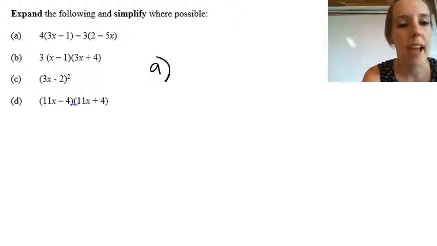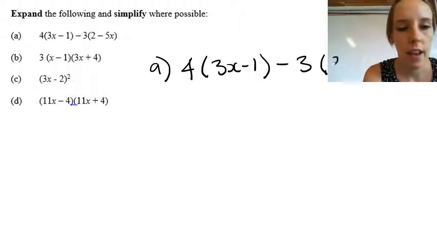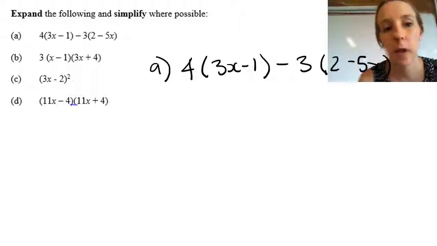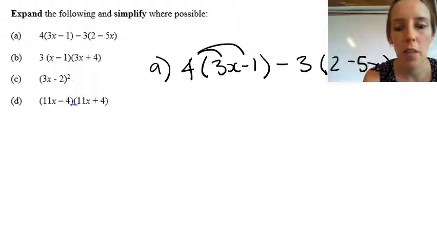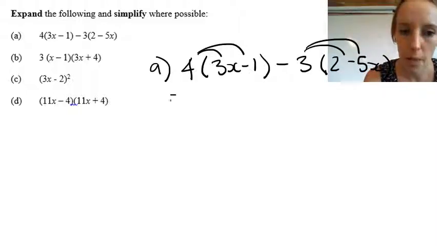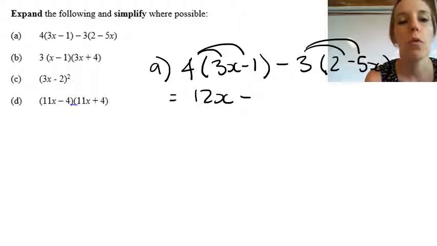So I'll start off with A. I've got 4, and in my brackets 3x take 1, take 3, multiplied by 2, take 5x. So to solve this one, I just have to expand both sets of brackets. The terms in the bracket are going to have to be multiplied by the term out the front of the brackets. So for the first one, it's going to be 4 times 3x, which is going to give me 12x. Take 4 times 1, which is 4.